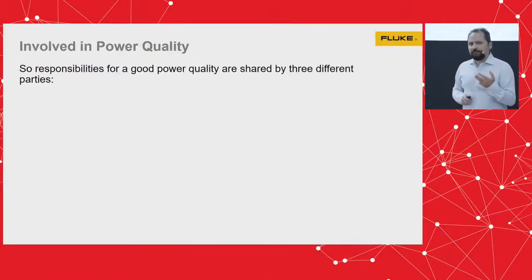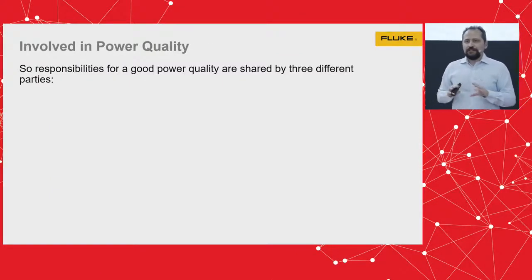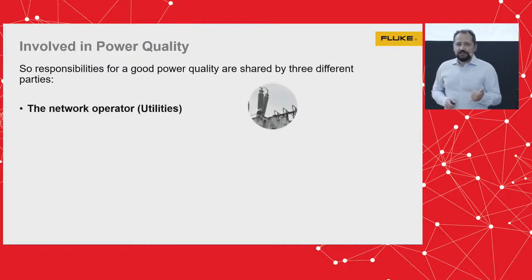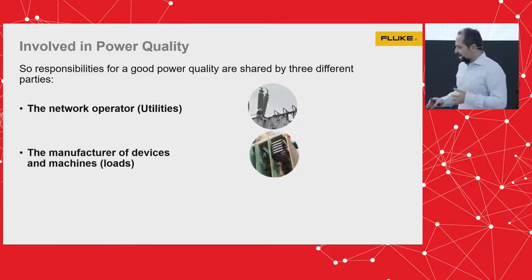The three main players that take part in ensuring that our power distribution system has the quality it needs are, of course, the utility company, the power supply provider, whose main focus is on delivering a quality voltage signal to the end user. Then we have the manufacturers of the equipment, machines, and devices that we actually connect to the network.